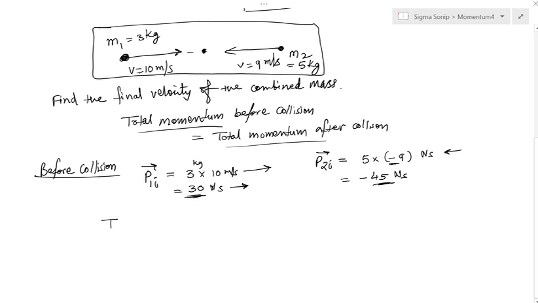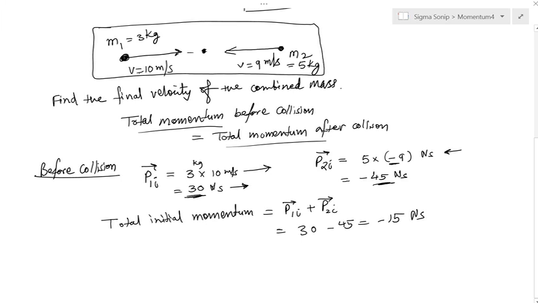So the total initial momentum is equal to P1i plus P2i, and because I took plus and minus, the direction is taken care of because this motion is in a single line. So that becomes 30 minus 45, which is equal to minus 15 Newton seconds. Negative here means that this momentum is towards the left, because the positive direction is to the right.